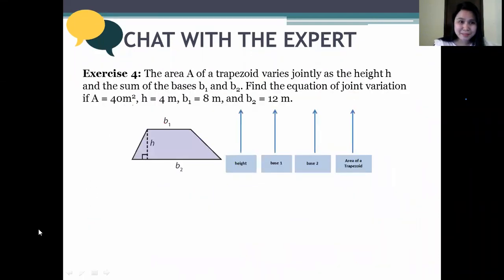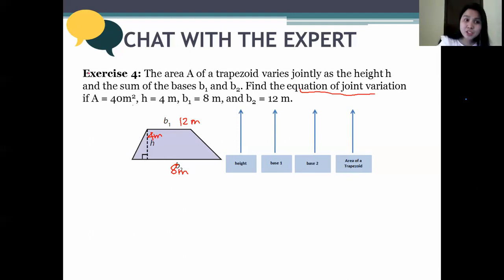Here's our last problem. The area of a trapezoid varies jointly as the height h and the sum of the bases b1 and b sub 2. Find the equation of joint variation if A equals 40 meters squared, h equals 4 meters, base 1 is 8 meters, and base sub 2 is 12 meters.